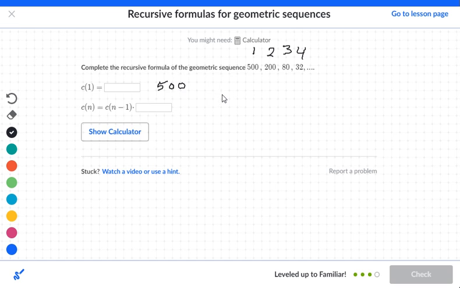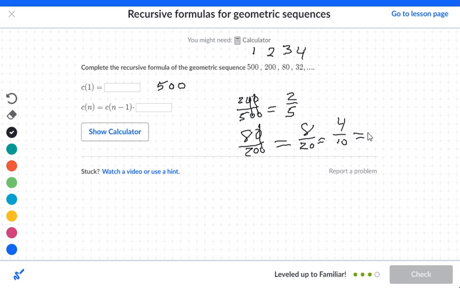So our second number is 200, and our first number is 500. What you could do is cross out each one of these zeros here, and you're left with 2 over 5. Well, let's see what happens here with the 80 and the 200. So let's say we take the 80 over the 200. We can do like we did before. Here we crossed out these zeros. You can cross out zeros here, so you have 8 over 20. They're both even numbers, so you can divide by 2, so you get 4 over 10. You can divide by 2, and there's your 2/5.